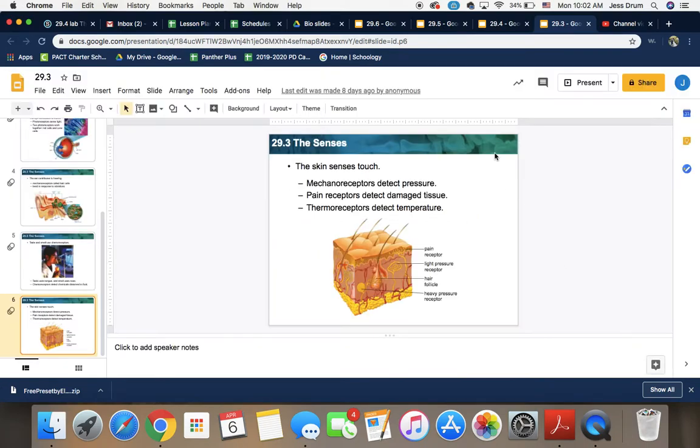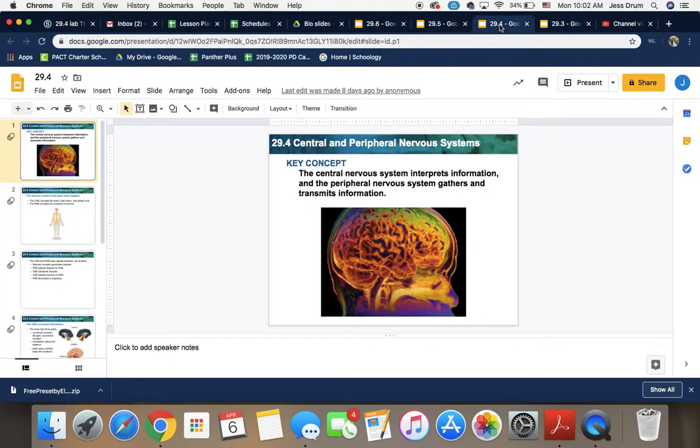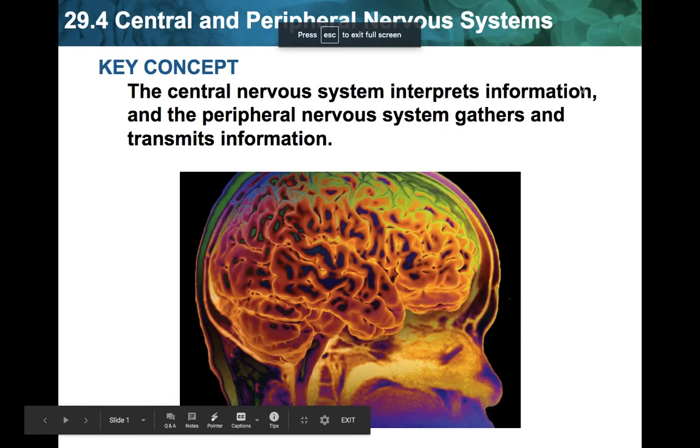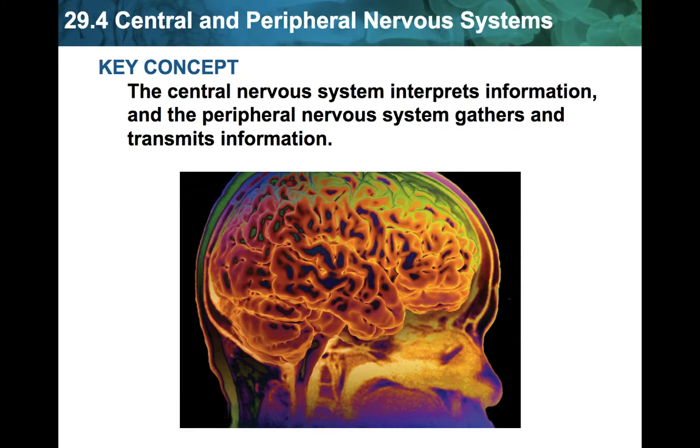All right, 29.4. The central nervous system interprets information and the peripheral nervous system gathers and transmits information. So we talked a little about the CNS and the PNS in the last section, so we're going to continue on with that.